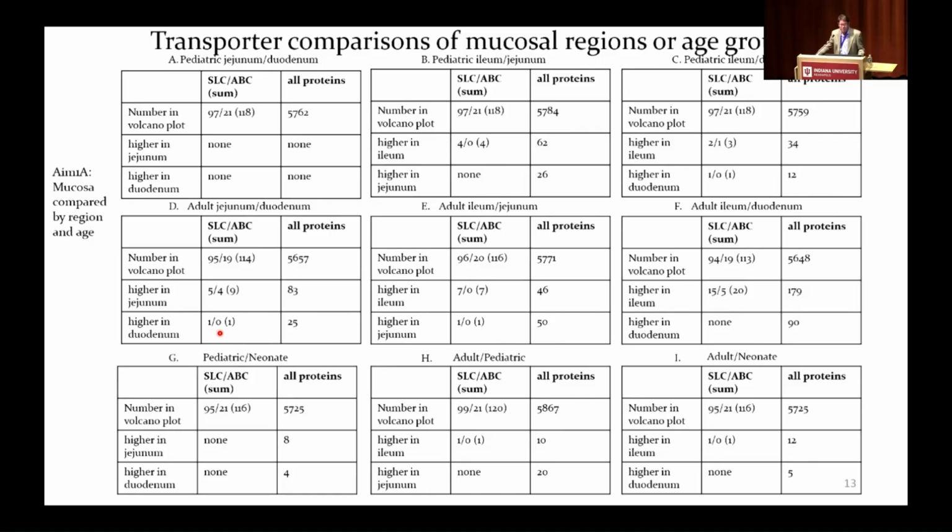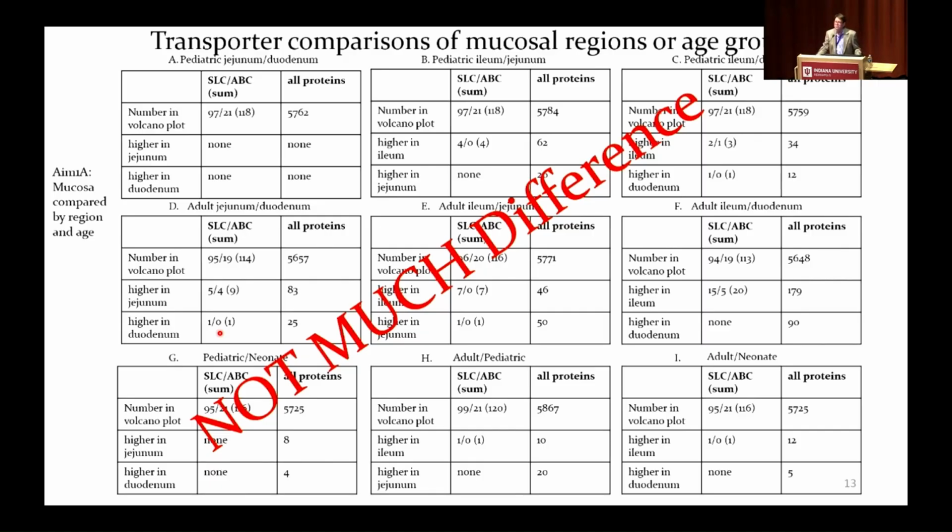And then we looked at transporter expression of mucosal regions of age groups. And this is the kind of slide I always tell my students, don't put up a slide with so much stuff on it because it's so difficult to read. But bottom line is we didn't see a lot of differences in mucosal regions.